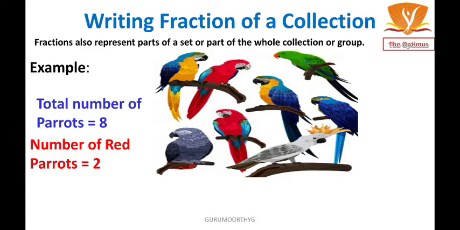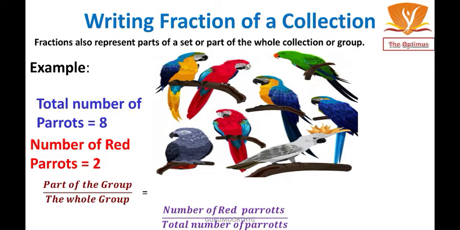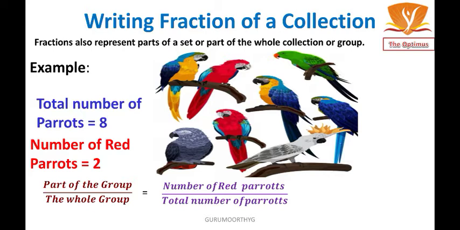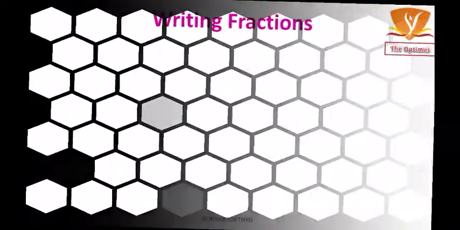Yes, here we have 2 red parrots. Therefore, we are going to write part of the group divided by whole group. That means the number of red parrots divided by the total number of parrots equals 2 by 8. Dear kids, I hope you all understand how to write the fractions.